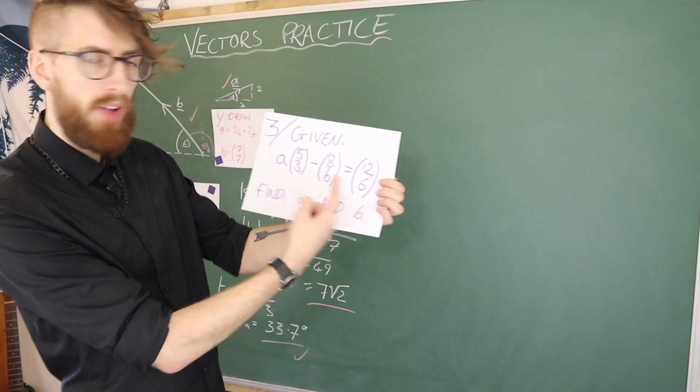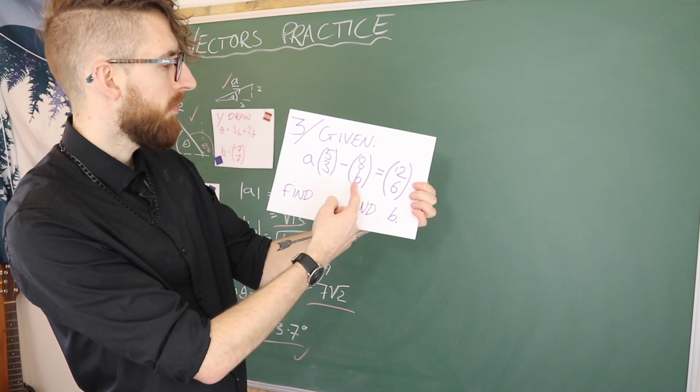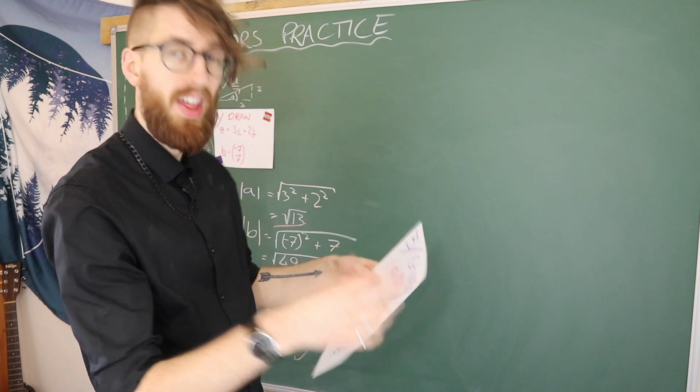Given this, find A and B. So we've got this vector equation. We've got A times some vector minus another vector, which is 8B, equals 12, 6. And we need to find the A and the B.